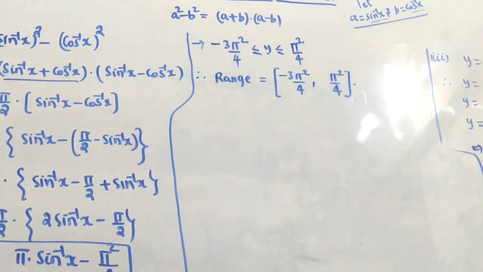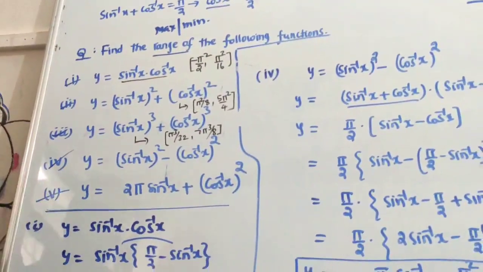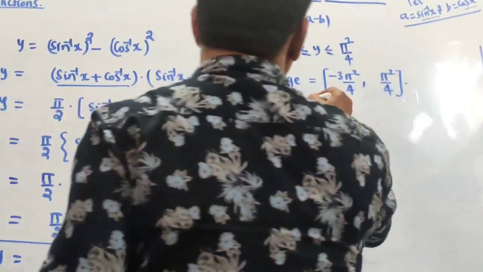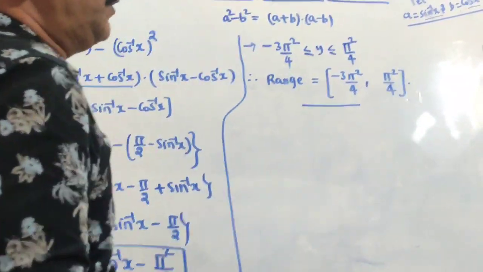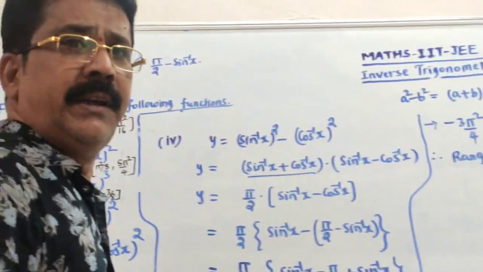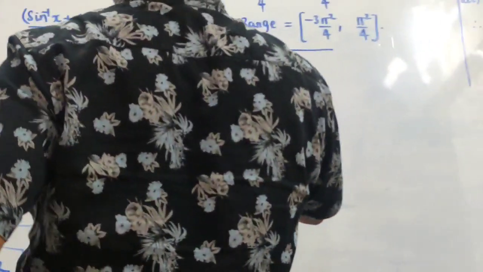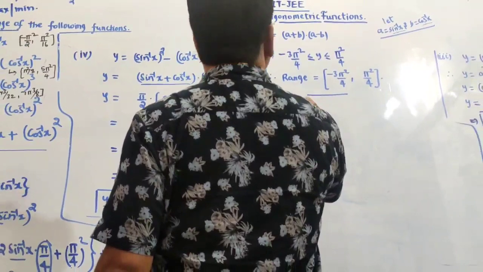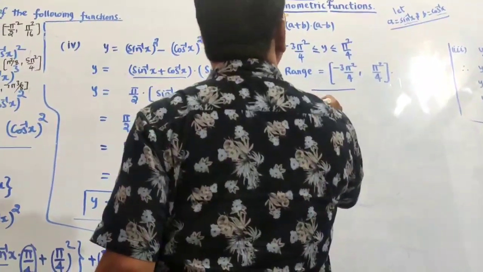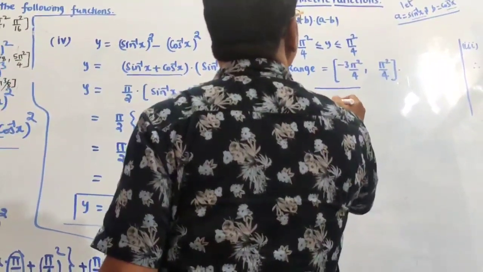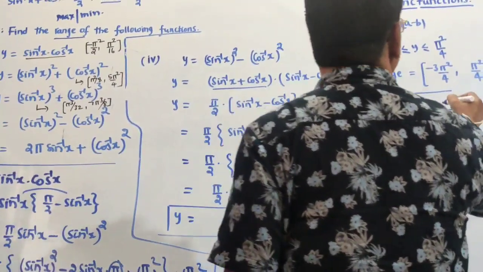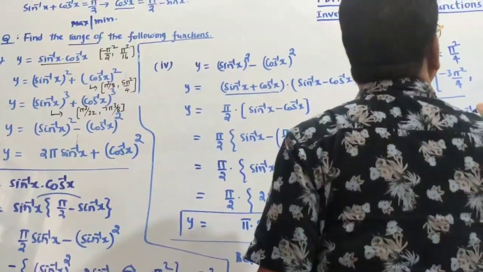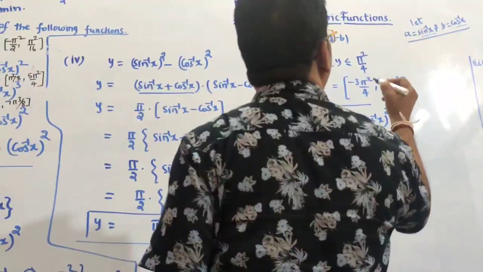Next question, the fifth question. Of course, the first question, the fifth question and the third question are important. Here, the fifth question: y equals 2 pi sin inverse x plus cos inverse x whole square.